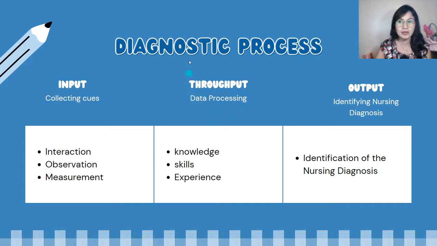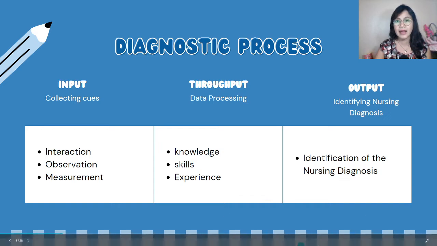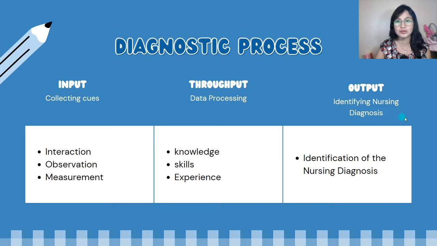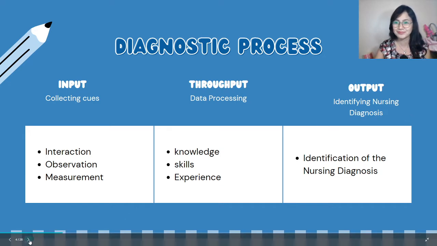This is called the process of throughput, and it is based on the nurse's knowledge, skills, and experience. Then the output or the outcome is that the nurse should be able to identify the nursing diagnosis. So the nurse comes up with a nursing diagnosis statement which is appropriate to the client's health condition.